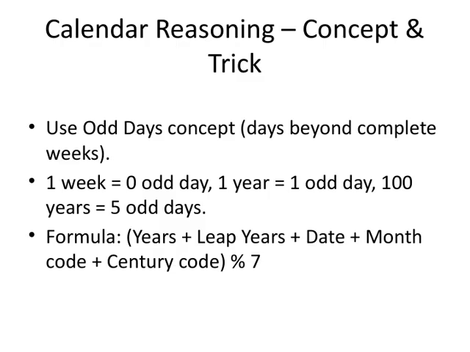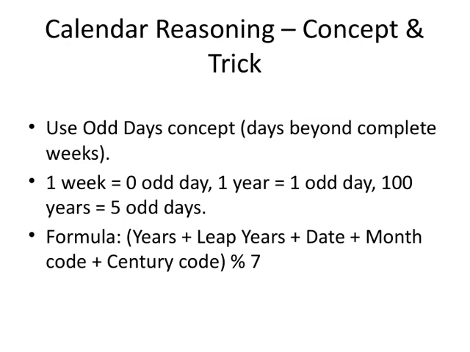All of these, when summed up, are then divided by 7, and we look at the remainder. That remainder gives us the odd days, which helps us determine the day of the week efficiently. This trick is powerful because it simplifies what could be a complicated calculation into a straightforward arithmetic operation. Remember, understanding the odd days concept is fundamental to mastering calendar calculations, and this formula encapsulates that neatly.